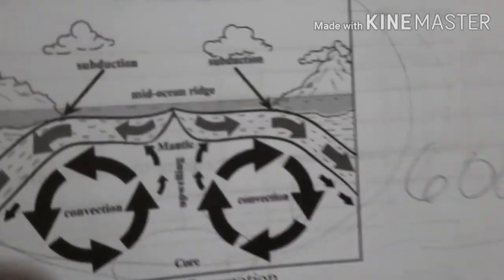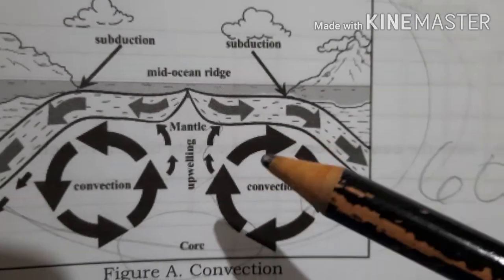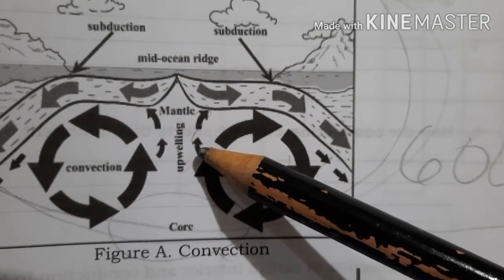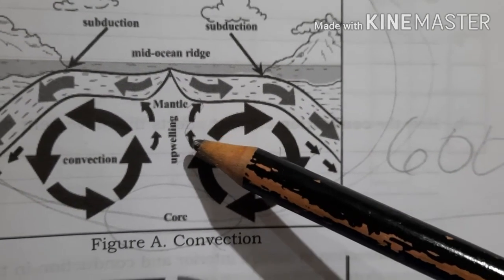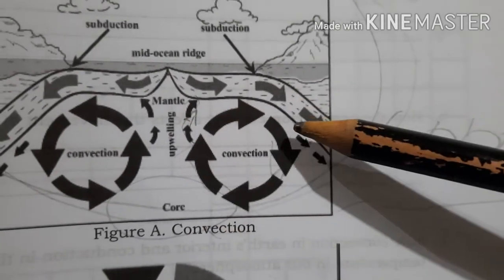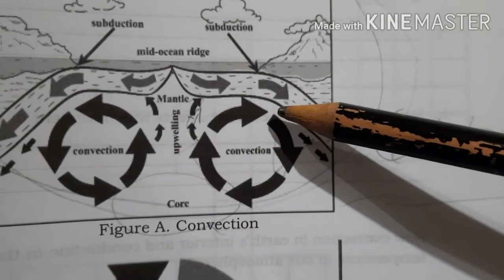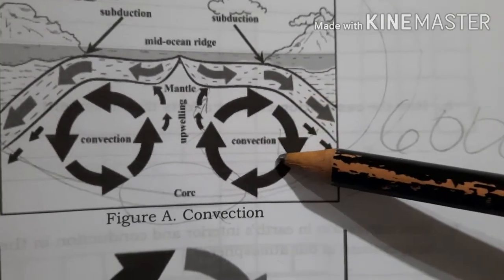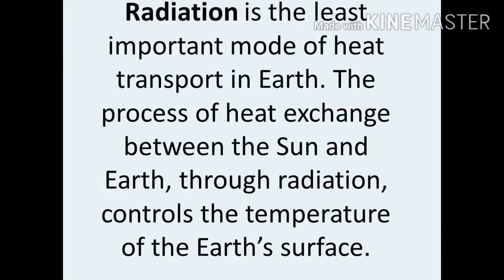That is the convection process. Again, in convection, the warm materials rise and the cold materials sink in the lithosphere. And last is radiation. It is the least important mode of heat transport in Earth. It is the process of heat exchange between the sun and the Earth through radiation. It controls the temperatures of the Earth's surface.